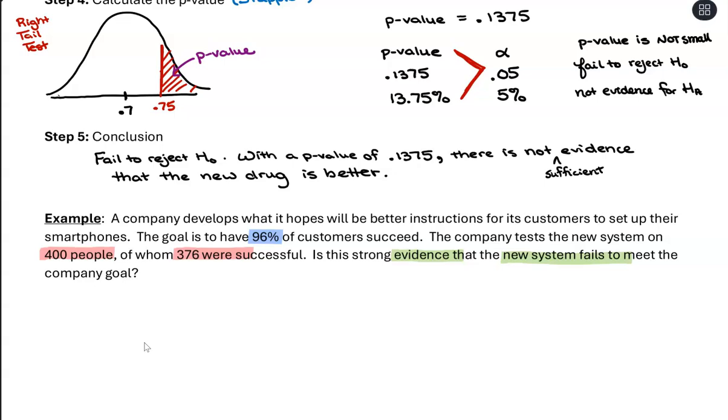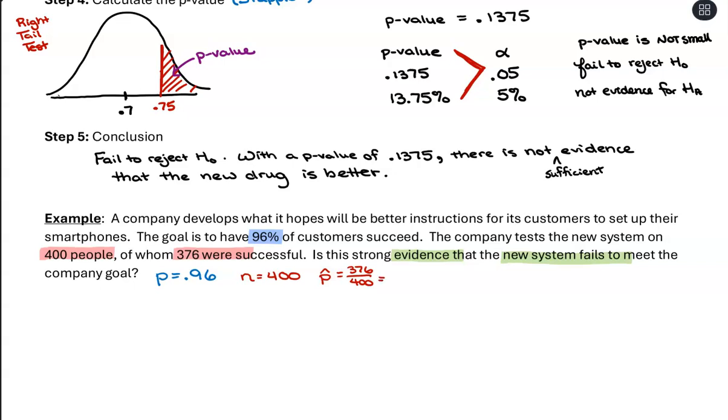So let's see what we have here. We have this expected or assumed proportion of 0.96. We are seeing a sample size of 400. And from that sample, we're getting a sample proportion of 376 out of 400.